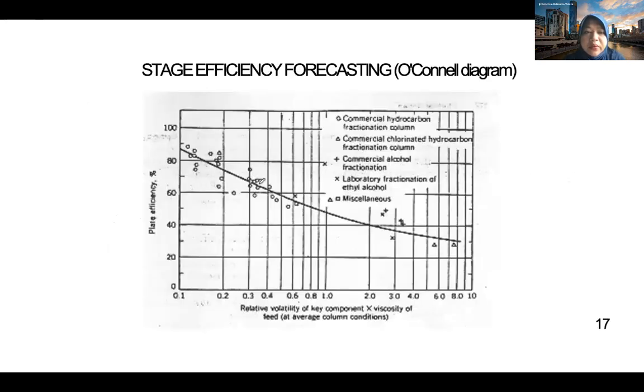This one is another one, commercial chlorinated hydrocarbon, alcohol fractionation, laboratory fractionation of ethanol, and so on. It also varies between 80 to maybe 50% for very low volatility. The relative volatility of those key components should be quite low.